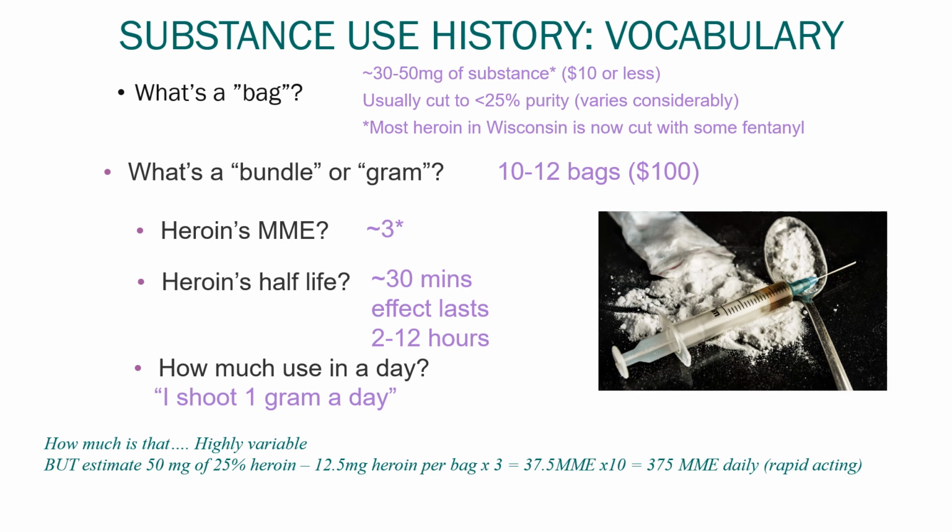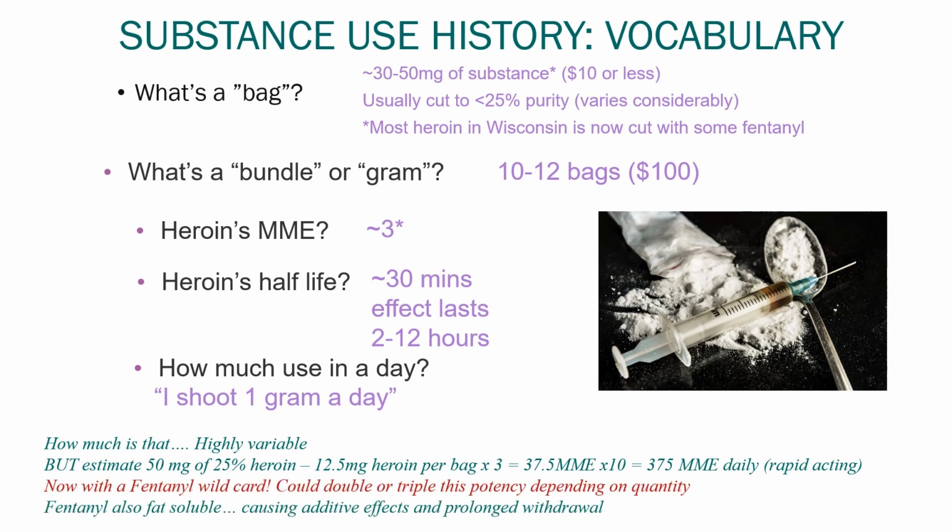1 gram of heroin a day would be roughly close to 400 morphine milligram equivalents, 375. But the problem is fentanyl has been introduced into our heroin, and it's really rare that people are using just pure heroin.